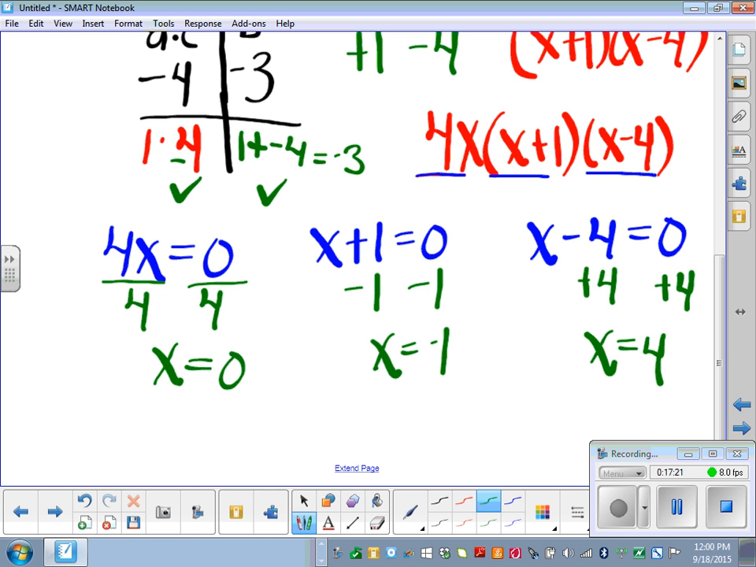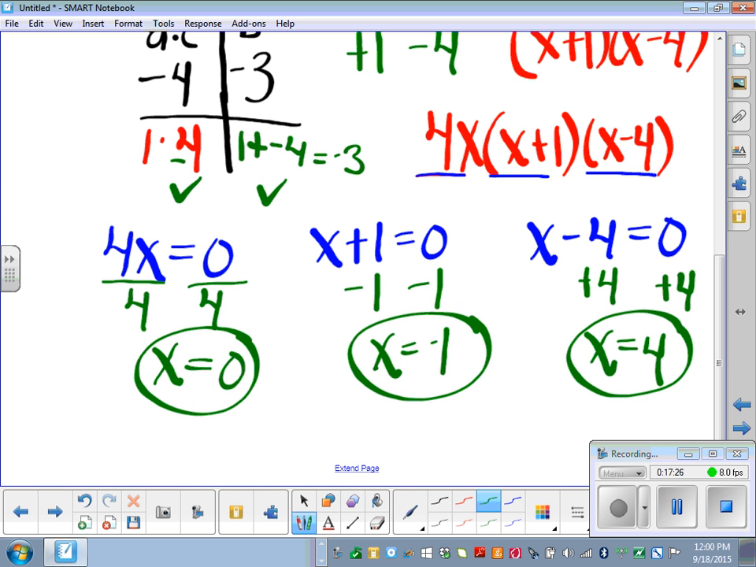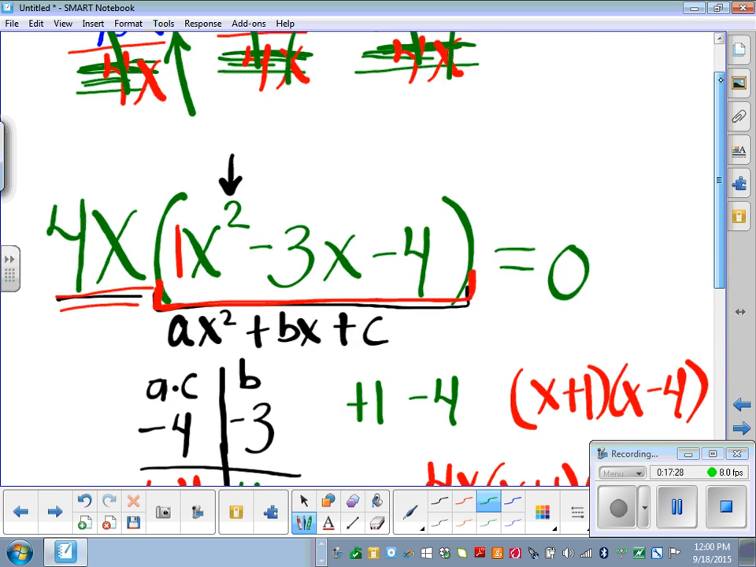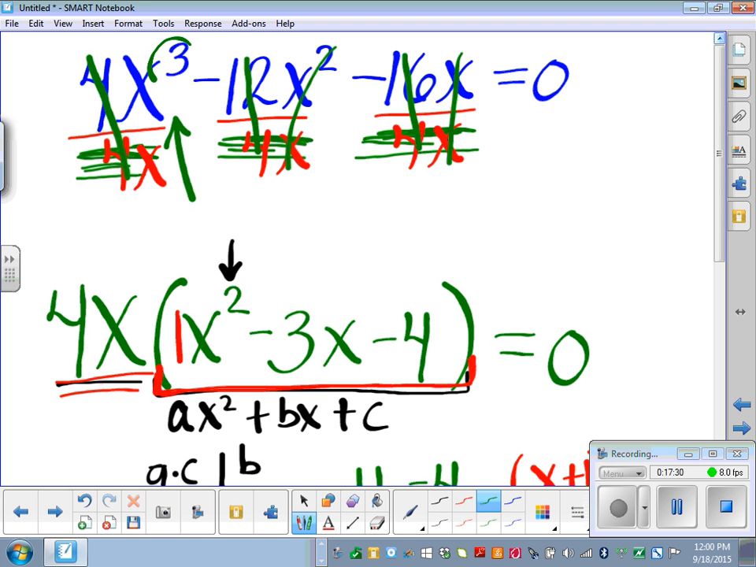Now your answer should make sense. We have 3 answers. And it makes sense because in the beginning it was a cubic equation, so we better have 3 answers. So hopefully that helps with that one.